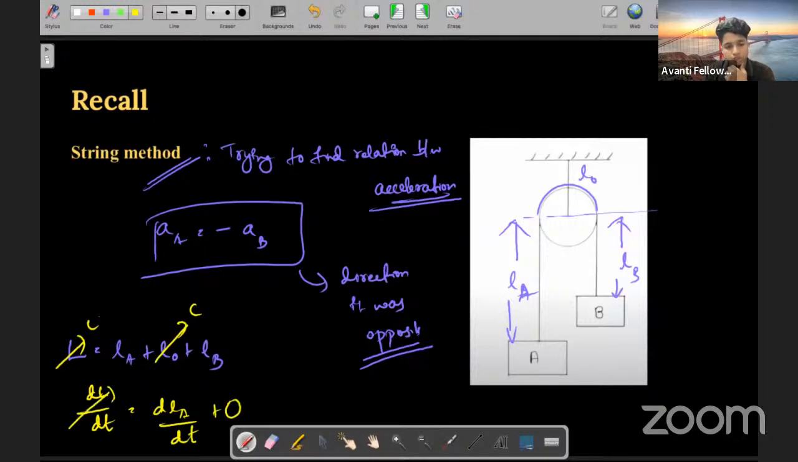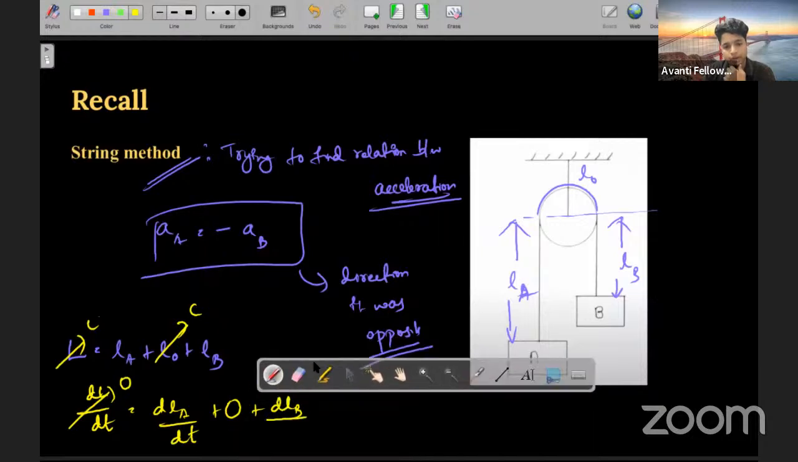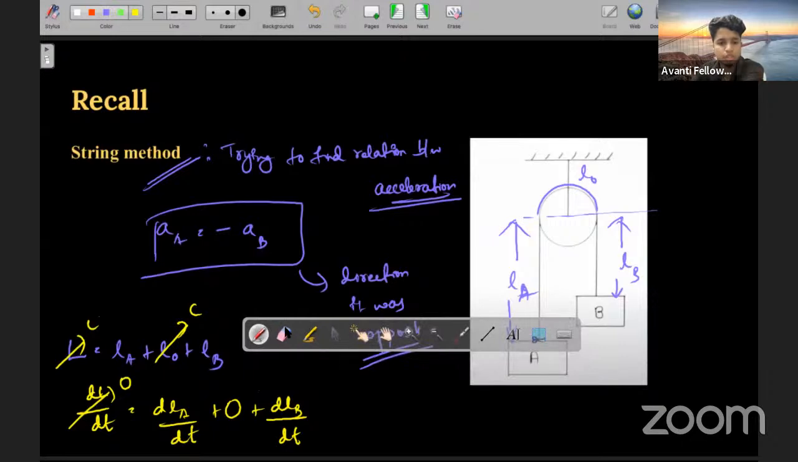This is 0. This is also 0, plus dLB by dt. I hope you remember. Students, let me know in the chat. Do you remember these things? Then what do we get? We get VA is equal to minus VB, or in terms of acceleration, we get acceleration of A minus acceleration of B. Yes, very good.